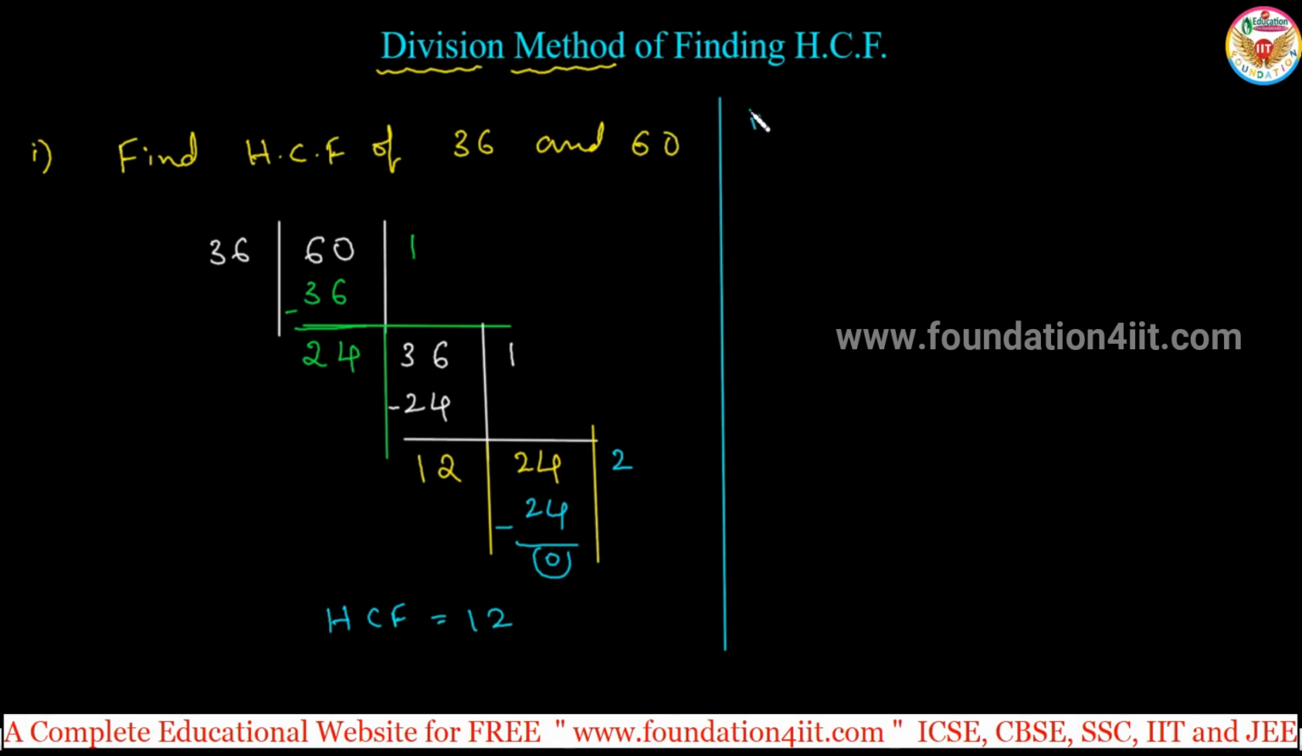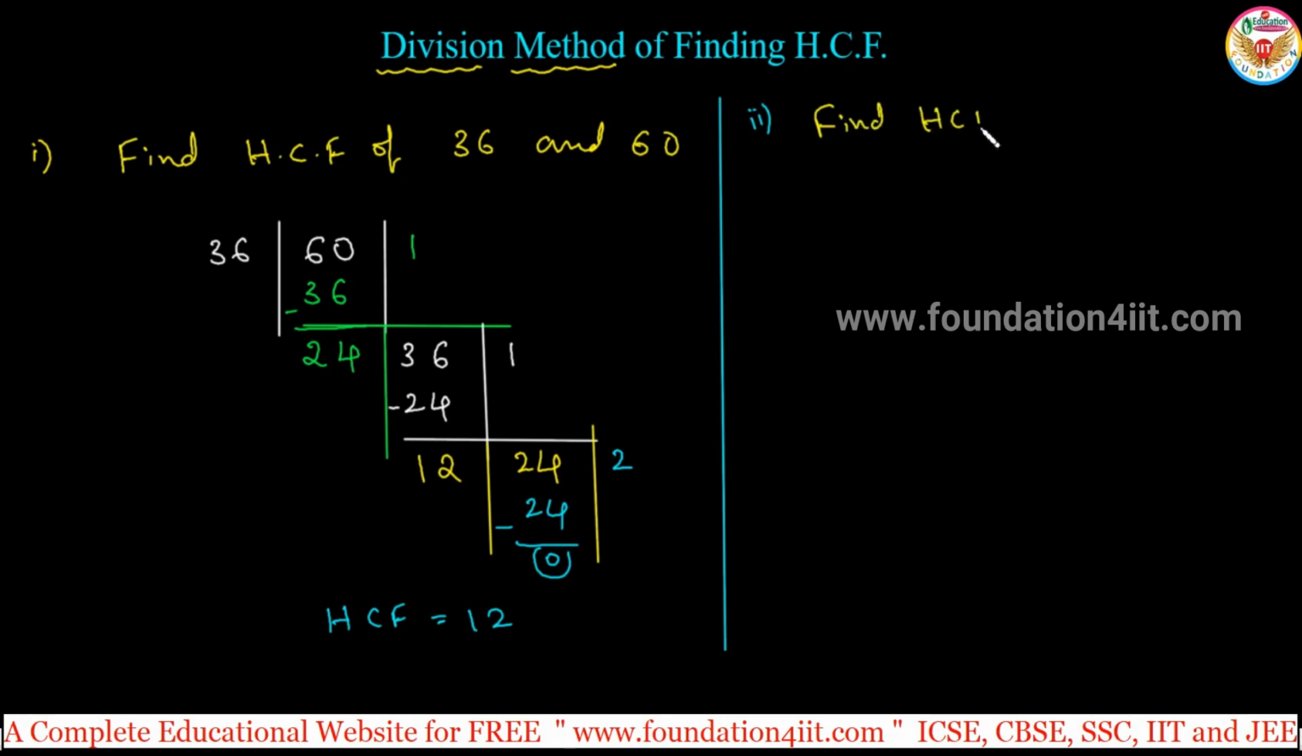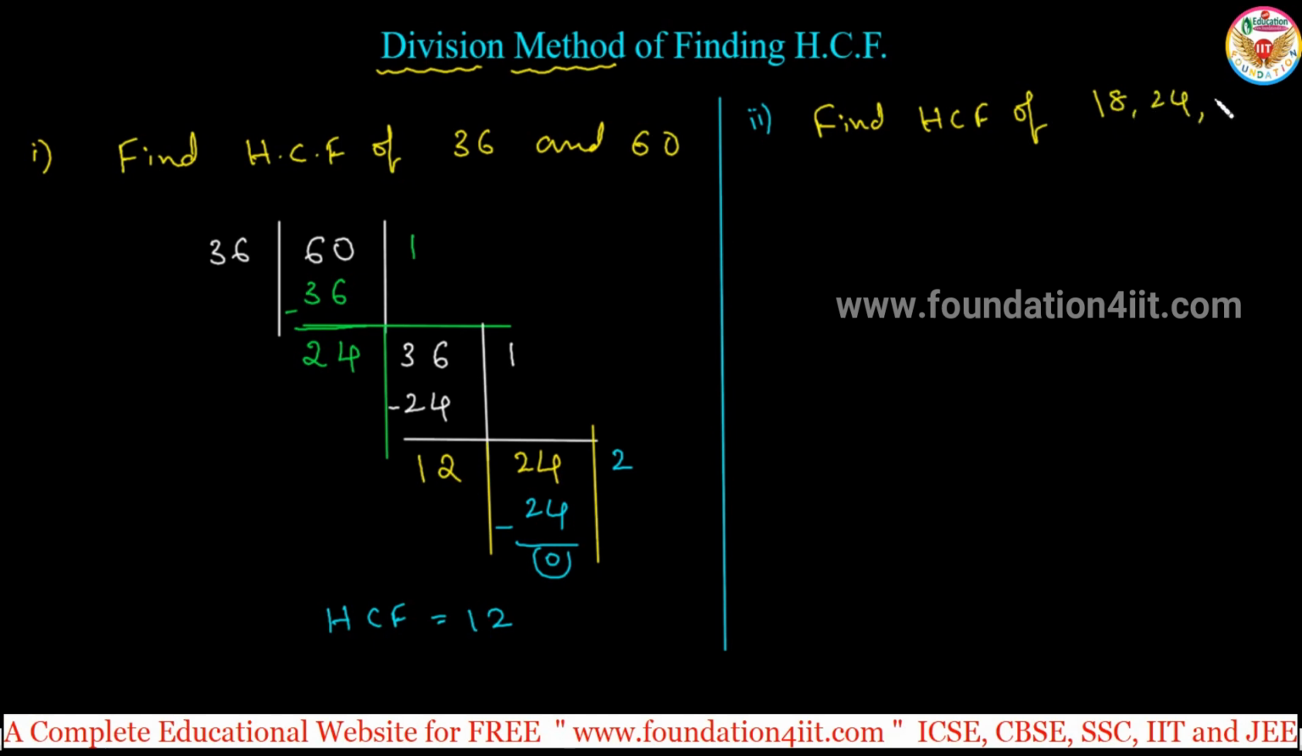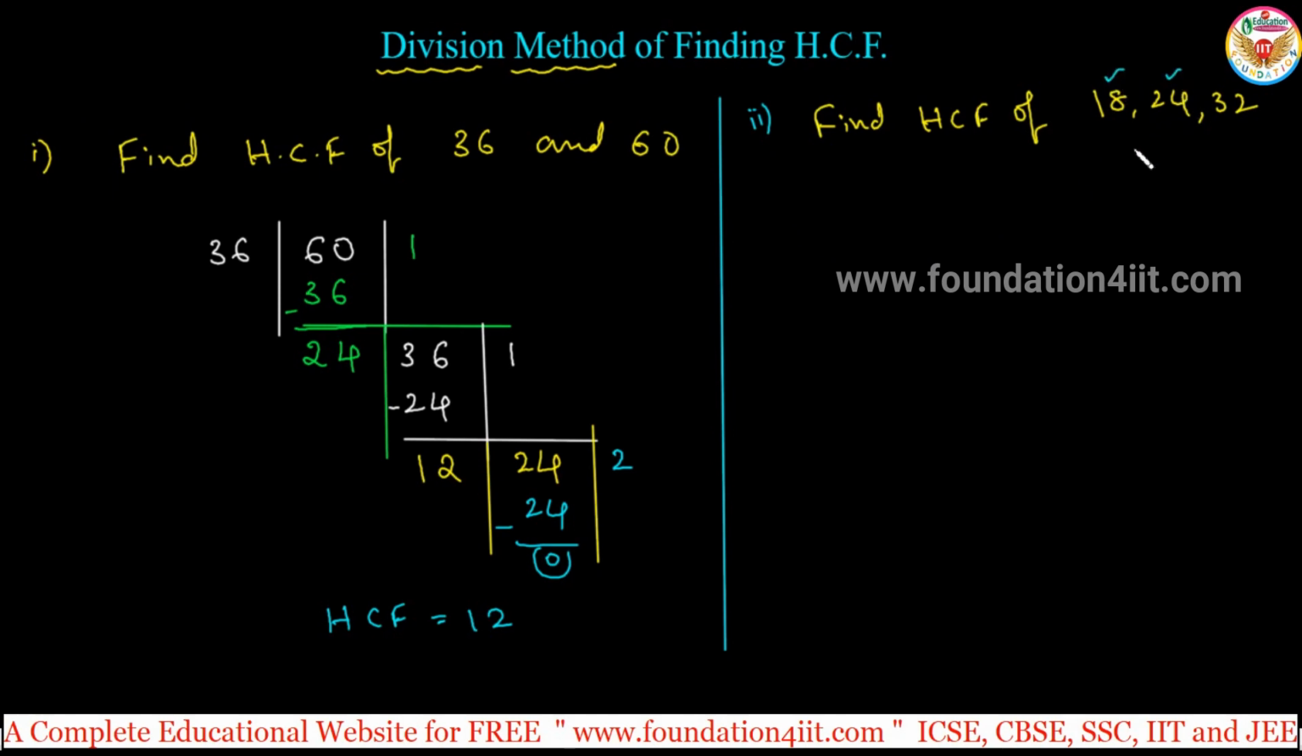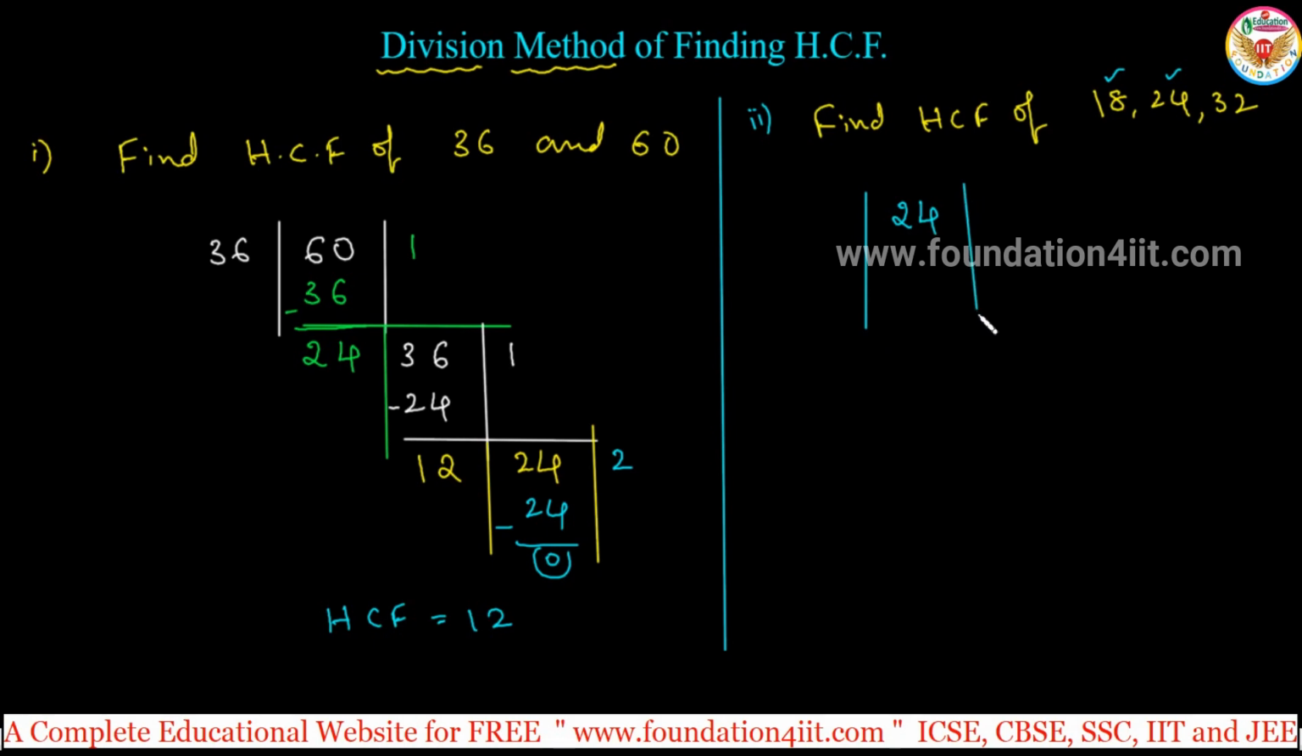Let us see one more question. Not only 2 numbers, it can be more than 2. Find the HCF of 18, 24, 32. These three numbers, the highest common factor you have to find out. Let us take any 2 of these 3 first. I'm taking 18 and 24. Find the HCF with this method first. That means take 24 and divide with the smallest number, 18.